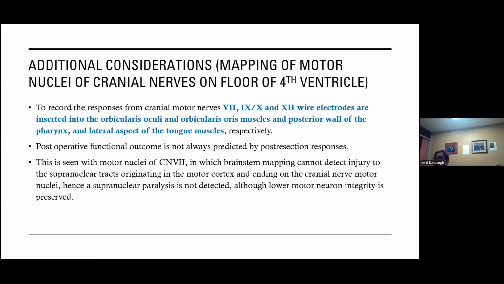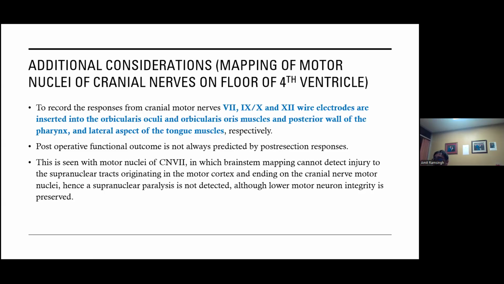In order to record the responses from the cranial nerves, we're looking mainly at 7, 9, 10, and 12. We put the wire electrodes into the different muscles innervated by these cranial nerves. So for 7, we're looking at the orbicularis oculi and oris muscles, as well as the posterior wall of the pharynx and lateral aspect of the tongue muscles. And that would be for 9, 10, and 12 respectively.